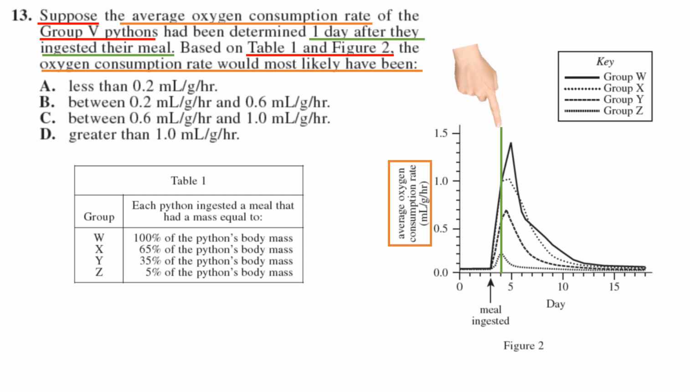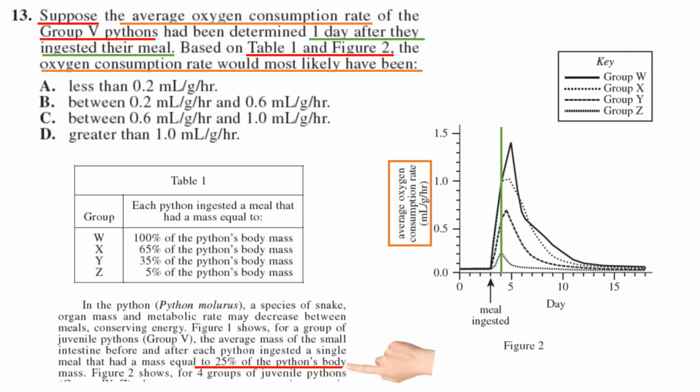within this range. So it says in the reading that group 5 pythons had a mass 25% of their body mass. So they ingested a meal 25% of the body mass. So we get table 1, that means they're going to be between group Y and Z. So group Y and Z is this dashed and dotted line. It's going to be right there. So the group 5 pythons average oxygen consumption rate would be between 0.2 and 0.6, B. It's a little bit of a tricky question. Don't get too caught up on it on the test day.